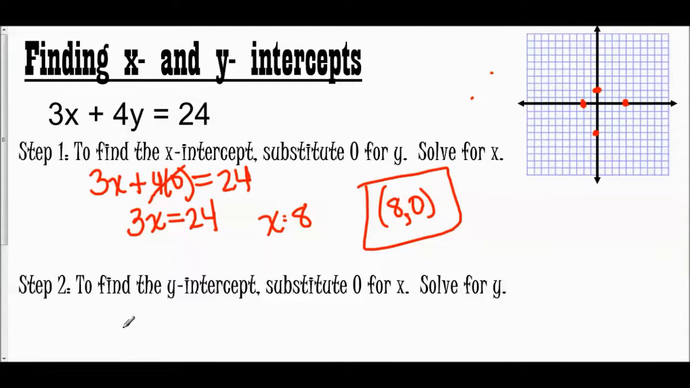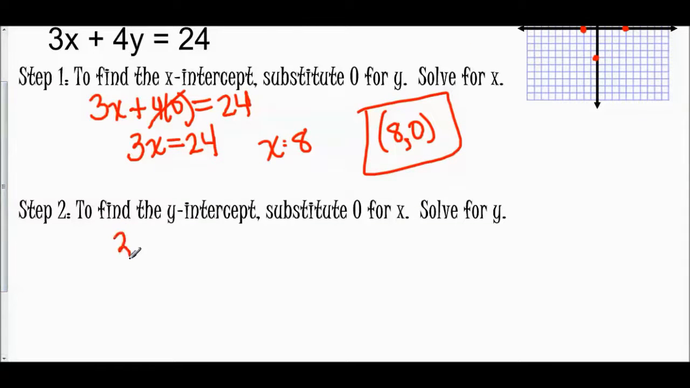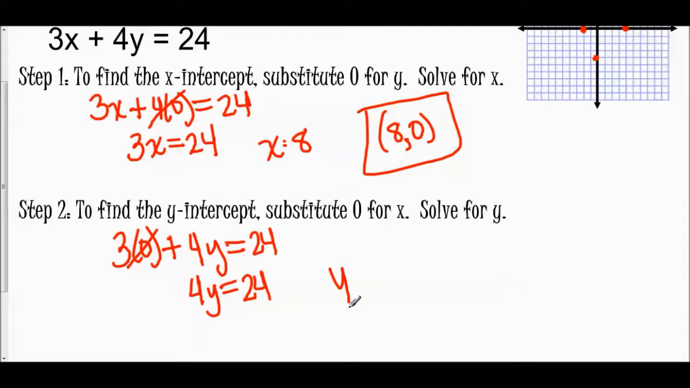And then step 2, find the y-intercept. So do the same thing, but this time we're going to substitute 0 for x. So 3 times 0 plus 4y equals 24. So 3 times 0 is going to cancel because that makes it 0. 4y equals 24. You've already solved that in your head. Y equals 6. So the y-intercept is 0, 6. That's what that coordinate is.